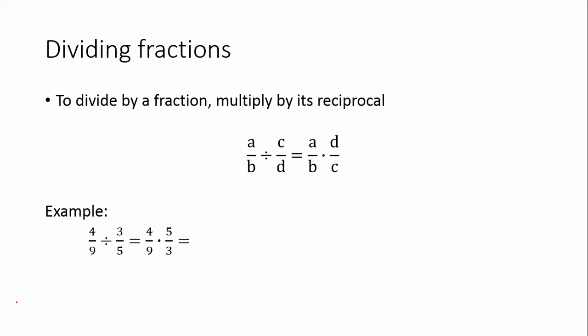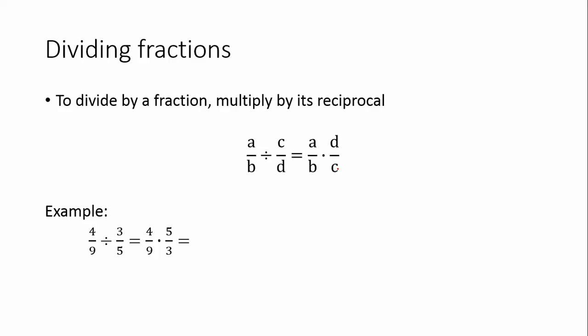So, dividing fractions. To divide by a fraction, it means to multiply by its reciprocal. So if we look here, we have a over b divided by c over d. Well, that's the same as a over b times d over c. So instead of dividing by this fraction, we end up multiplying by its reciprocal. C over d becomes d over c.